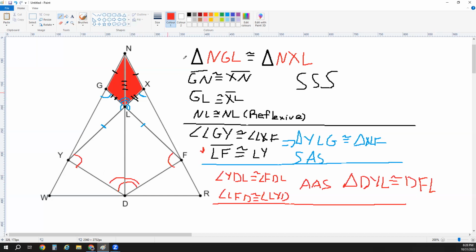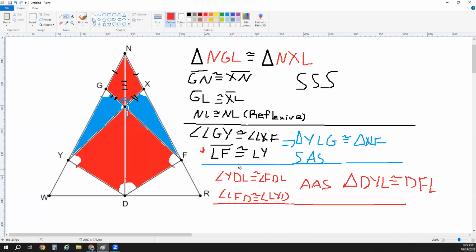All right. So let's fill in some stuff here. We had these triangles, and then we had these triangles again. All right, so now let's say we had these triangles here. We had a statement that we knew that line ND is perpendicular to WR.